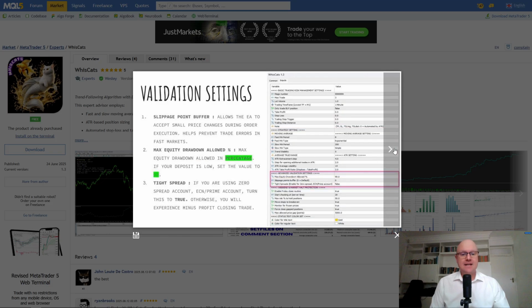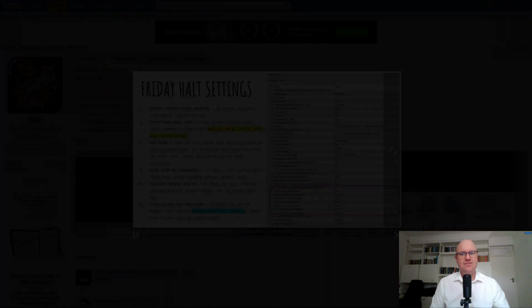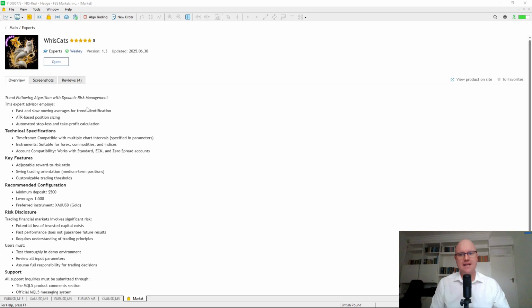Now the validation settings are these that are included into this logic, which helps to protect the account from a maximum equity drawdown, and if you are trading on an ECN or raw spread account, it also has a filter for that. The other impressive feature is the Friday hold settings, so that you don't get stuck in a trade over the weekend, because it can move the EA automatically to break even.